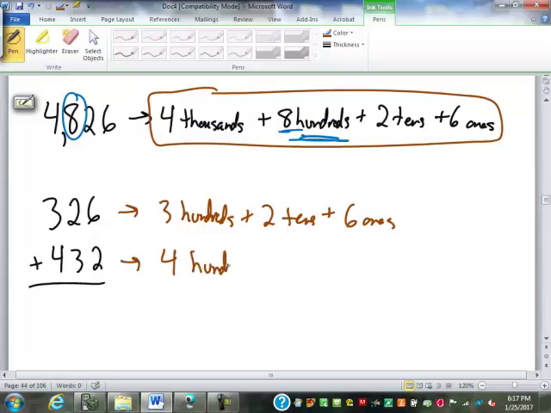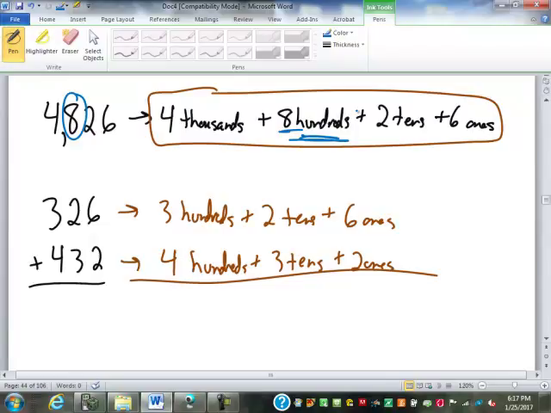400s, and 3 10s, and 2 1s. We said earlier that when we add or subtract, we can only combine things that have the same name.